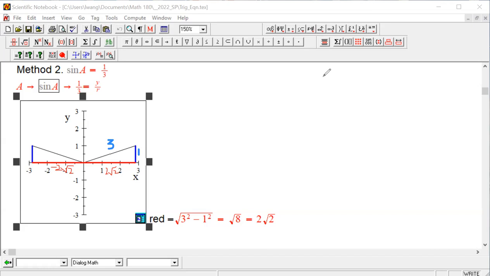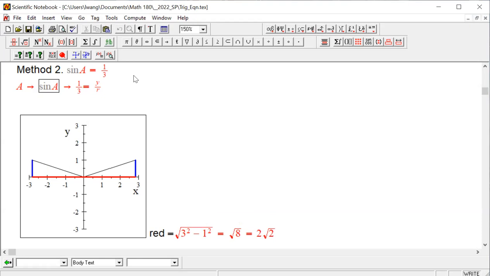So let's get the solution. How do we get the solution? Same solution. It's going to be the same solution. So what is the same solution? And this angle is theta.